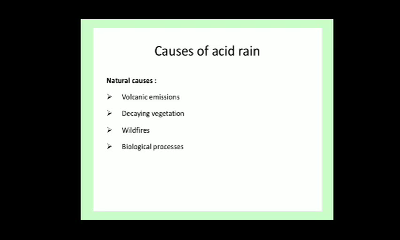Acid rain is formed due to the presence of oxides of sulfur and nitrogen released by combustion of fossil fuels, emissions from industries, power stations, and automobile exhaust. These oxides include sulfur dioxide, sulfur trioxide, nitrous oxide, nitric oxide, and nitrogen pentoxide.